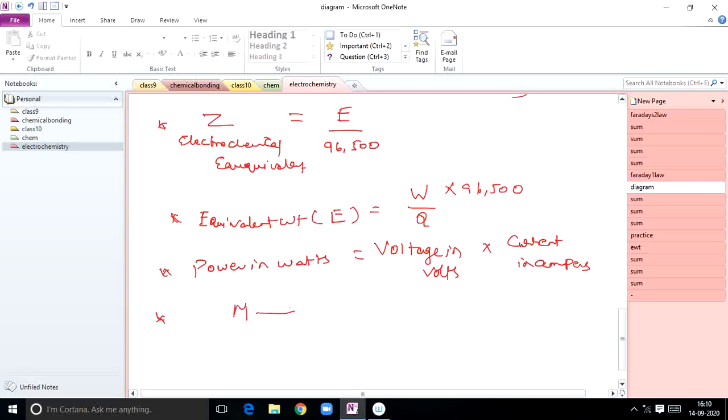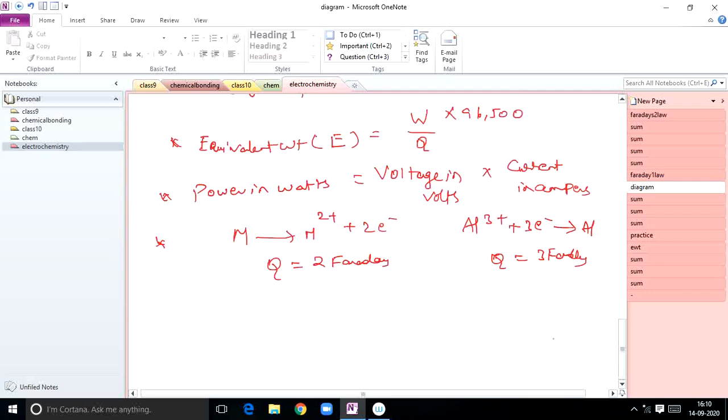Next, suppose M gives rise to M2+ plus 2 electrons, that is the equation. For this equation, the quantity of electricity passed means 2 Faraday. We have to write it as 2 Faraday. For the reaction Al3+ plus 3 electrons gives rise to Al, the quantity of electricity passed means 3 Faraday. We have to take 3 Faraday. Okay, students. Next.